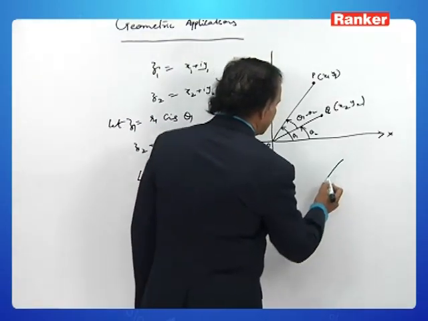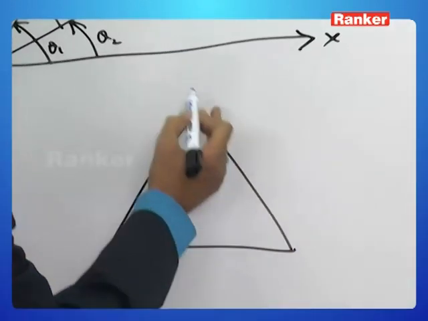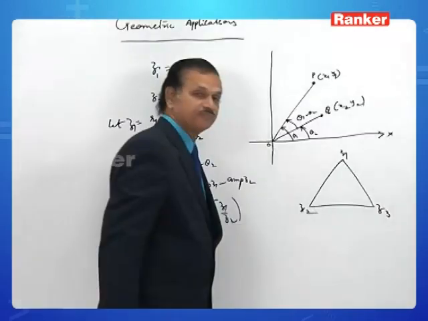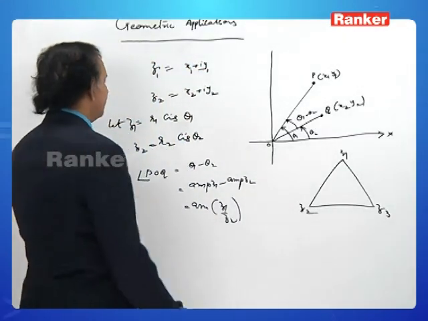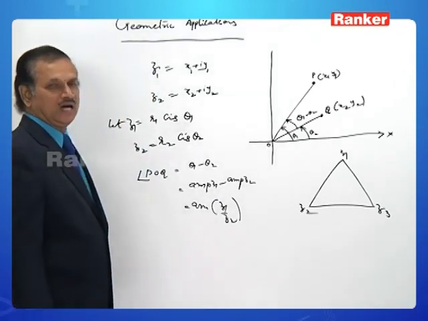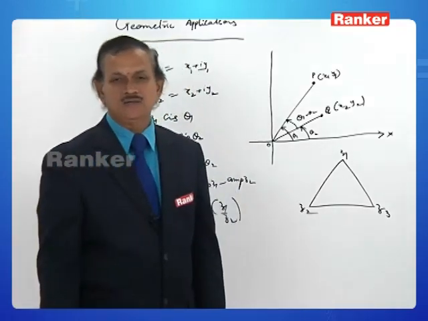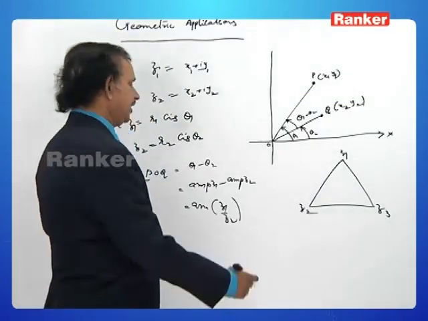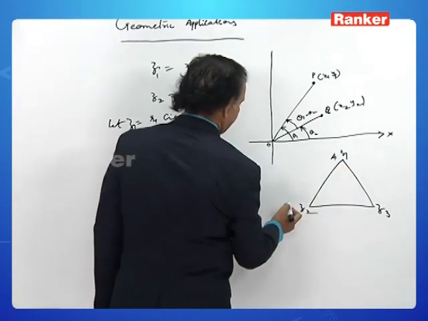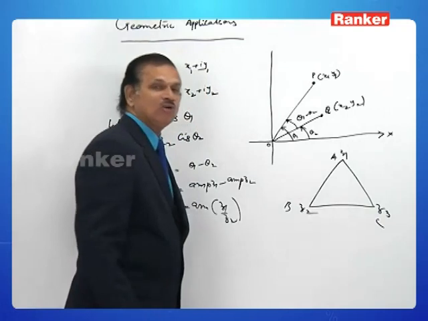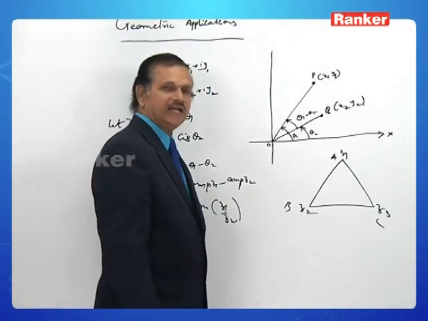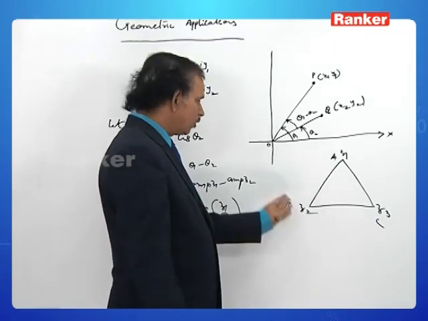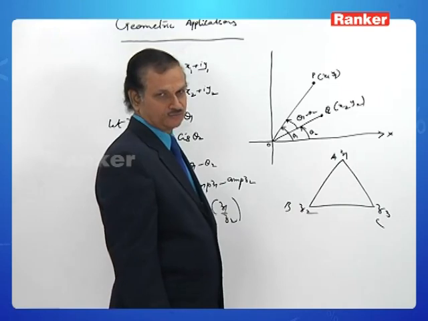Suppose you have a triangle, say Z1, Z2, Z3. By the by, if this is OP bar and this is OQ bar, what can you say about PQ bar? OQ bar minus OP bar, that is Z2 minus Z1. Okay, I am naming them: this is A, B, C. I would like to have the angle at B, angle ABC. What is BA bar? Z1 minus Z2. What is BC bar? Z3 minus Z2, isn't it?